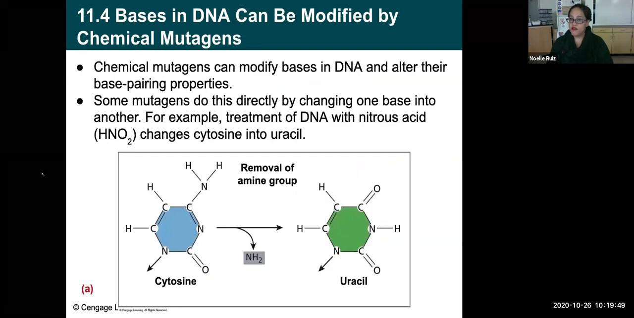Chemical mutagens can modify bases in DNA and alter the base pairing properties. Some mutagens do this directly by changing one base into another. So it doesn't even have to be replaced. It can just induce base pairs to change. Treatment of DNA with nitrous acid changes cytosine into uracil. All you have to do is remove one amine group and cytosine gets switched into uracil. It's very simple.